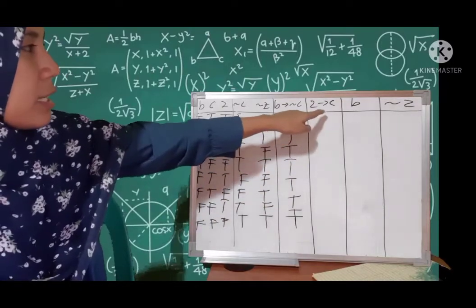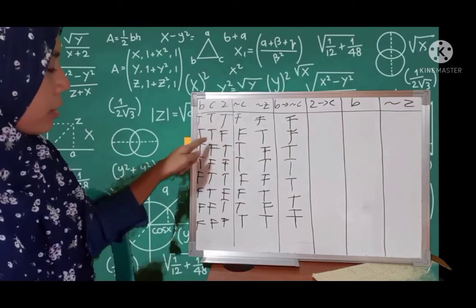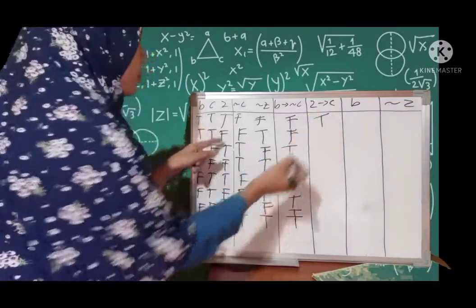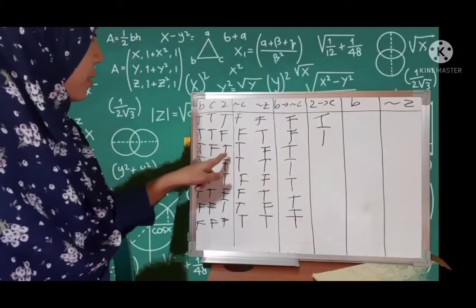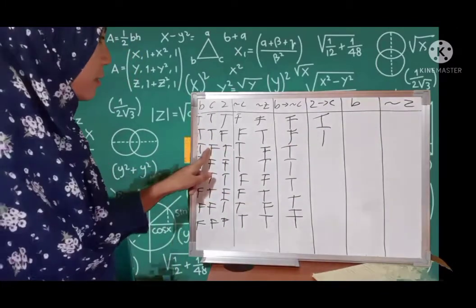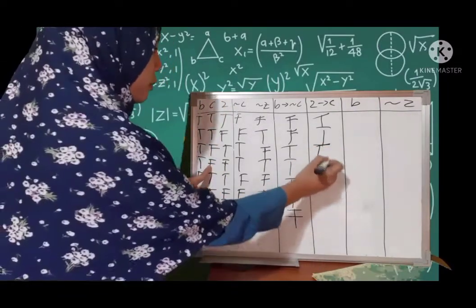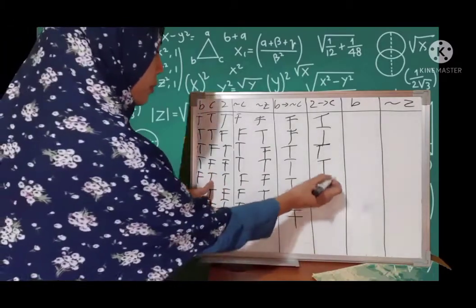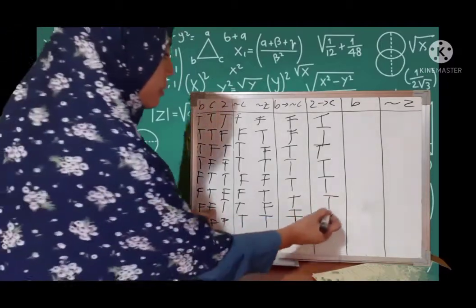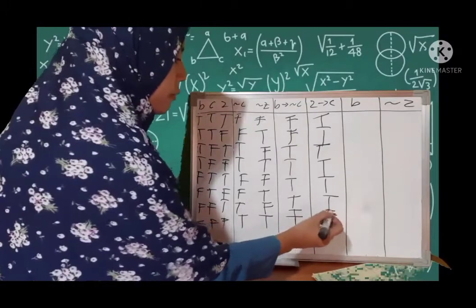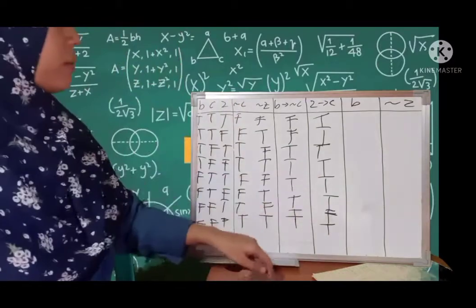So, sa Z and C naman, ganun din, pero pabaliktad natin siya. True and true, true. False and true, true. True and false, false. False and false, true. True and true, true. False and true, true. True and false, false. False and false, true. So, ganyan ang pagkuha natin.